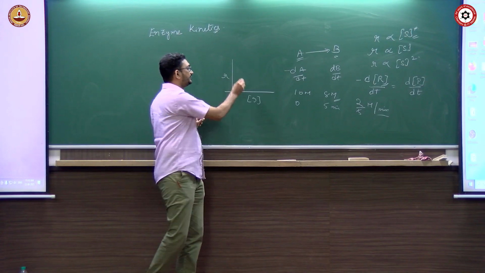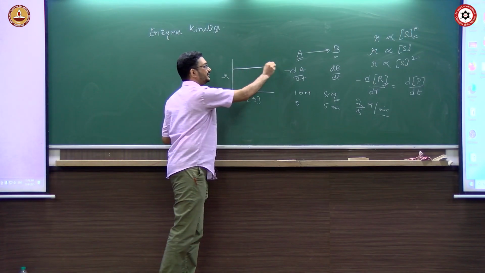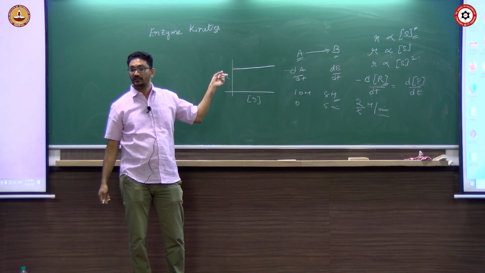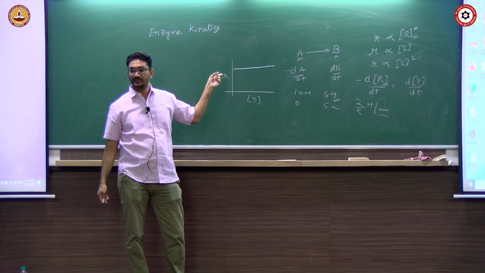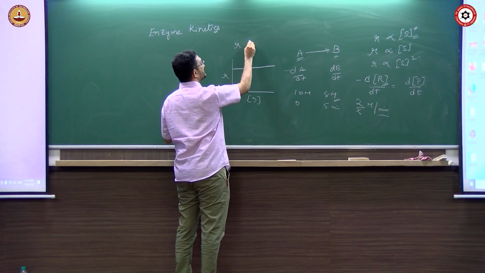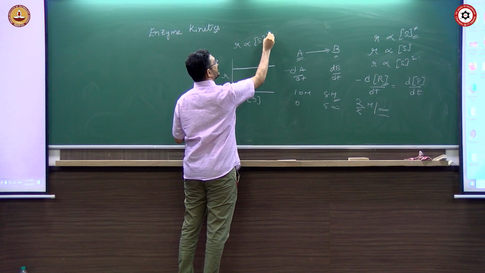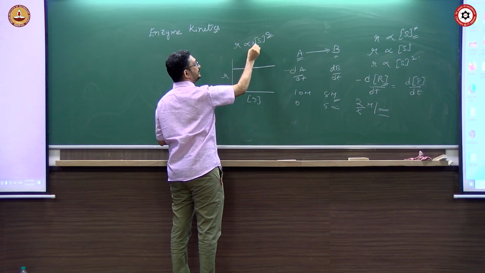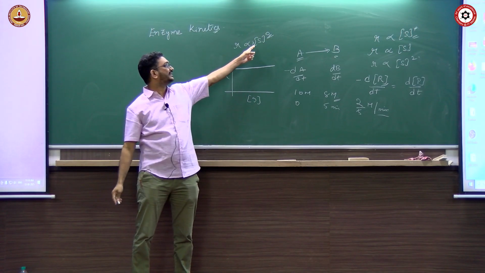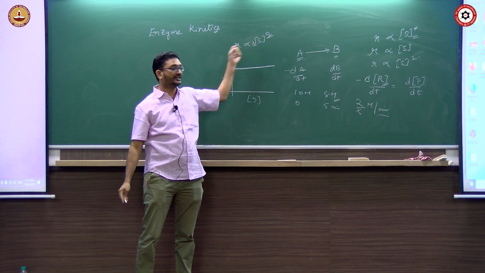Now if the rate of the reaction is independent of the substrate concentration, this is called a zero order reaction. That means your rate of a reaction is independent of the substrate concentration, right? It's a constant value, right? S to the power 0 is 1, so it's independent of the substrate concentration. This is called the rate constant.